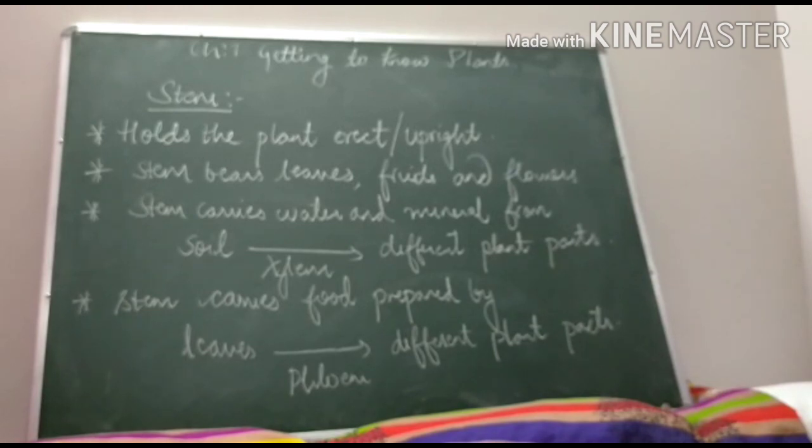Xylem क्या करते हैं? Soil से different plant parts तक food को ले जा रहे हैं. What does phloem is doing? Phloem leaf से food material को different plant parts में लेके जा रहे हैं. And what is the difference between xylem and phloem? First difference between xylem and phloem is xylem carries water and mineral from soil to different plant parts.